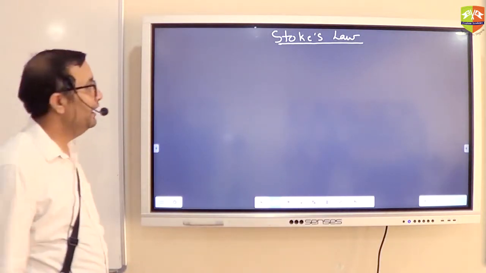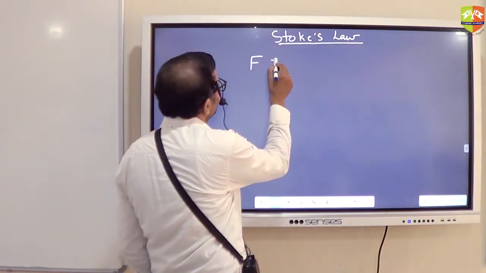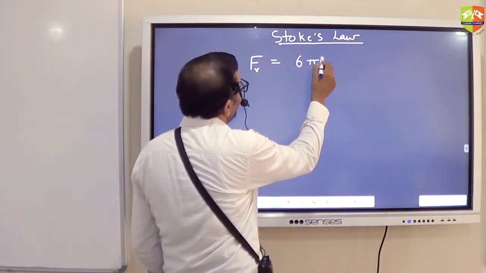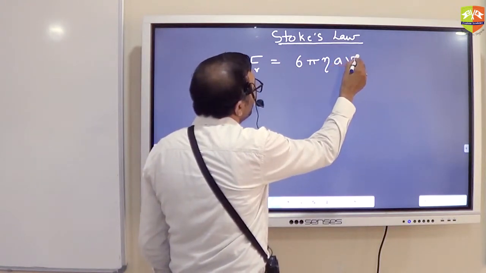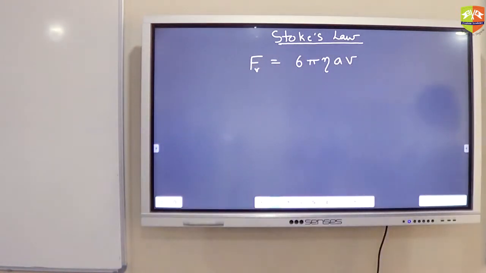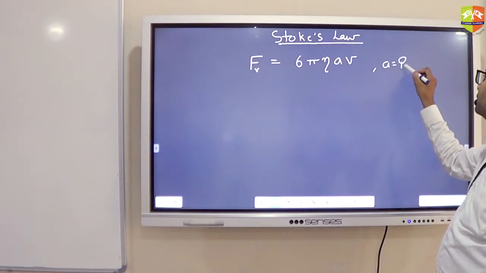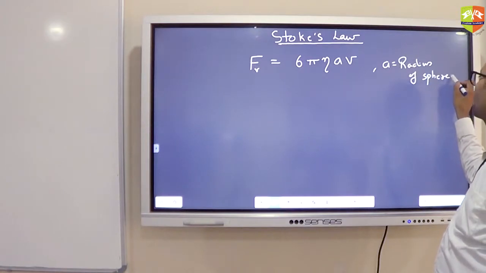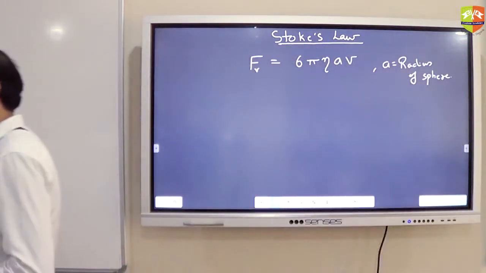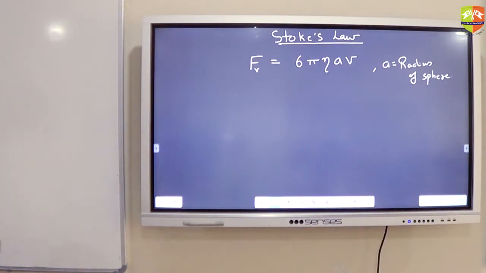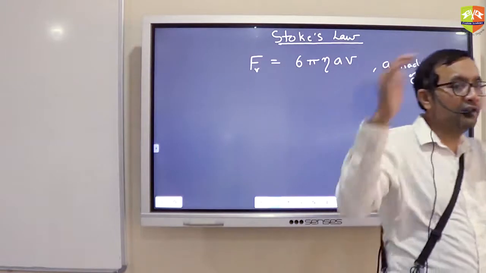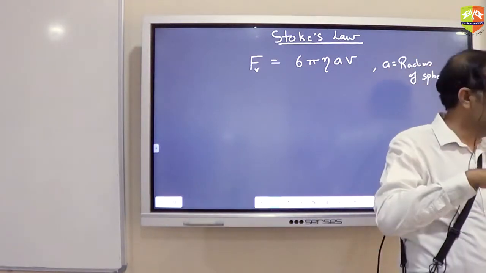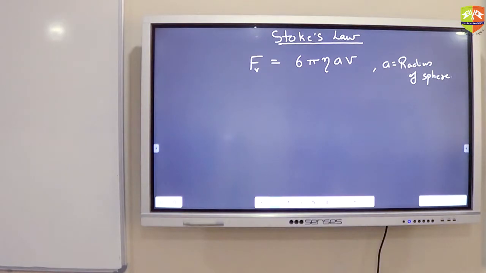Getting it? And this is what the expression is. Viscous force is 6 pi eta A into the velocity of the sphere, where A is the radius. Now, does it matter whether it is a hollow sphere or a solid sphere? It doesn't matter, because viscous force is applied on the surface. It should only depend on how the surface is. It doesn't matter what is inside. Fine? So, this is the expression for Stokes' law.